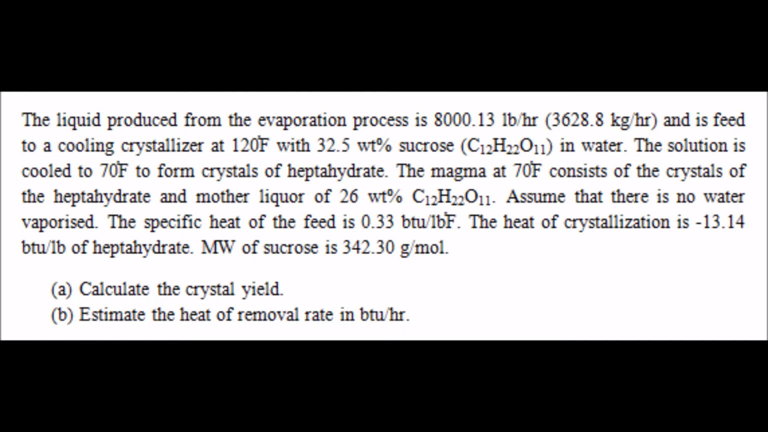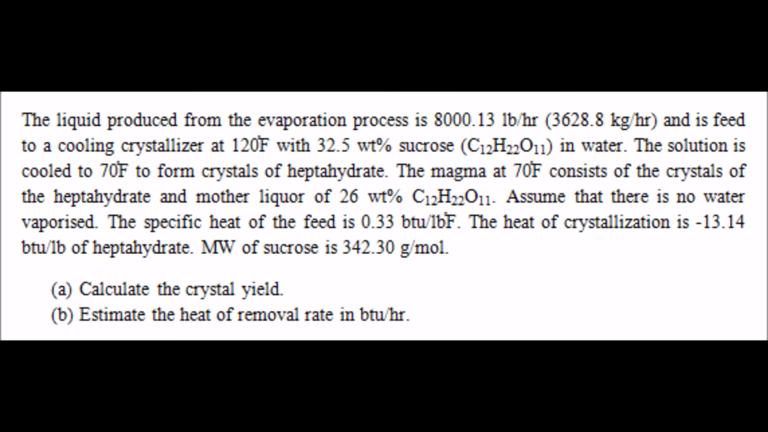The magma at 70 degrees Fahrenheit consists of the crystals of the heptahydrate and mother liquor of 26 weight % sucrose. Assume that there is no water vaporized. The specific heat of the feed is 0.33 British thermal unit per pound Fahrenheit.